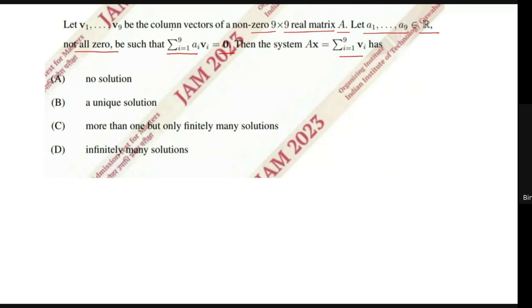So what we have given are 9 vectors v1, v2, ..., vn, and with the help of these column vectors, they make a 9×9 real matrix. Like you can see, we have column vectors v1, v2, v3, and v9. So with the help of column vectors, they make a 9×9 real matrix.